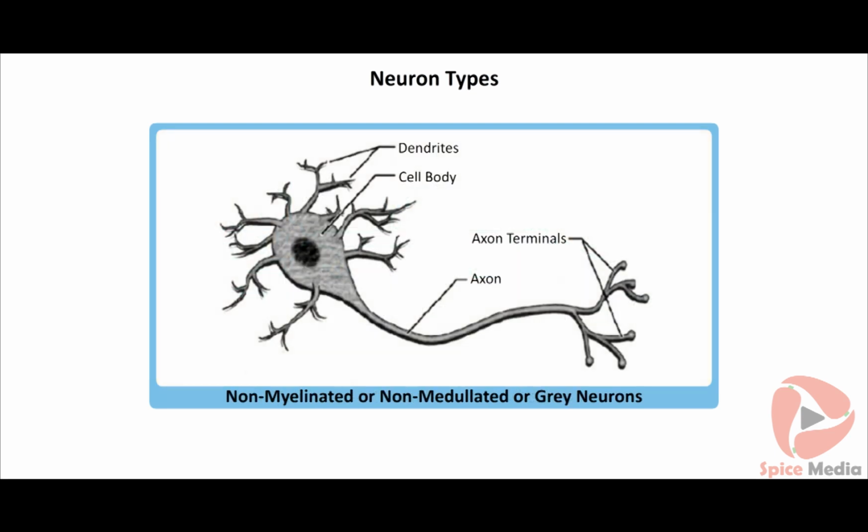Non-myelinated or non-medullated or grey neurons. This neuron is not enclosed by the myelin sheath, so it appears greyish in color. The axon is covered by only neurolemma and Schwann cells. This type of neuron is found in the grey matter of the cerebrum.